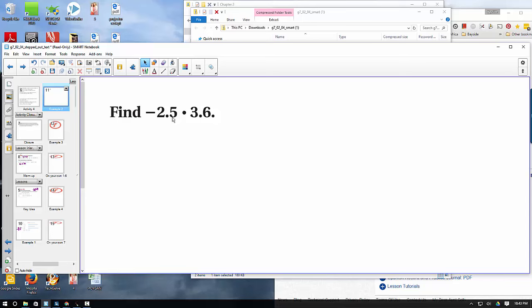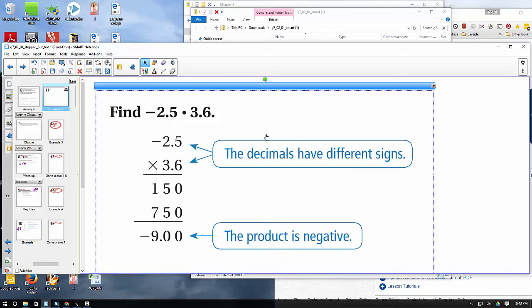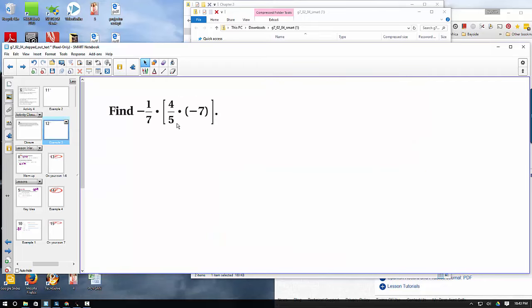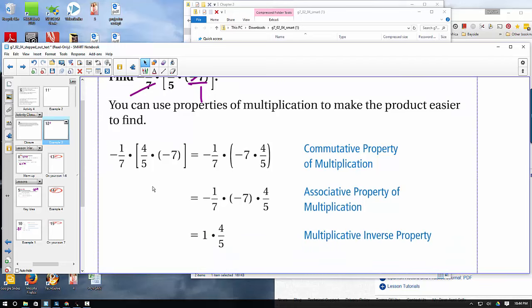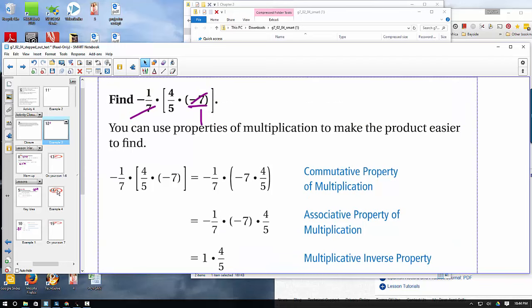For this one here, I know my answer is going to be negative, and I just multiply straight across. And I get negative 9 as my answer. For this one here, I have to first do what's in the brackets. So negative 4 times 7 is negative 28 over 5. And then I'm going to divide that by 7, or multiply by 1/7. Now, another way to think of this is these two things will cancel each other out. This is really 7 over 1, and this is negative 1 over 7. So these numbers will cancel each other out, and I'll be left with 4/5. So that's another way to think about that.